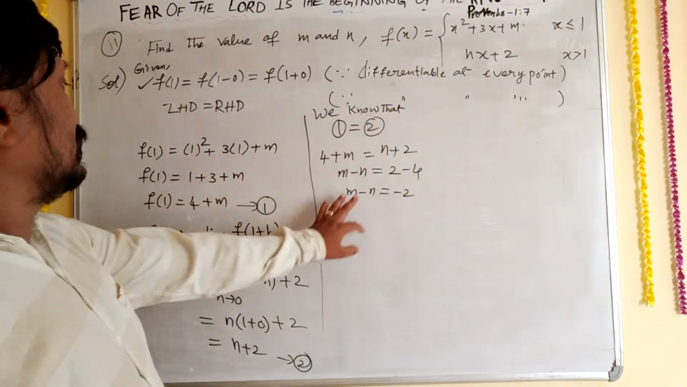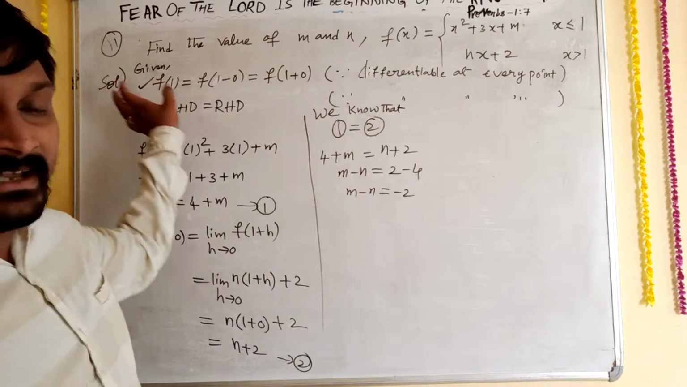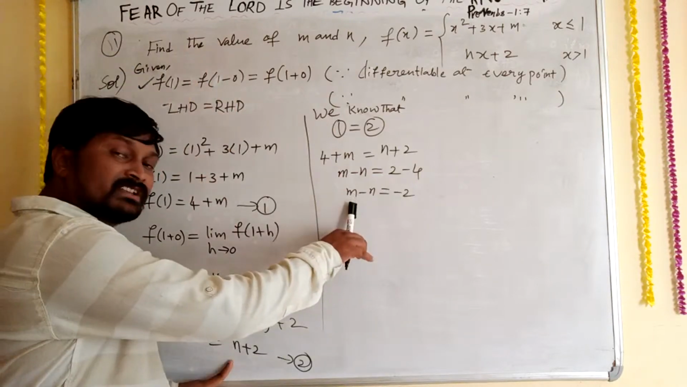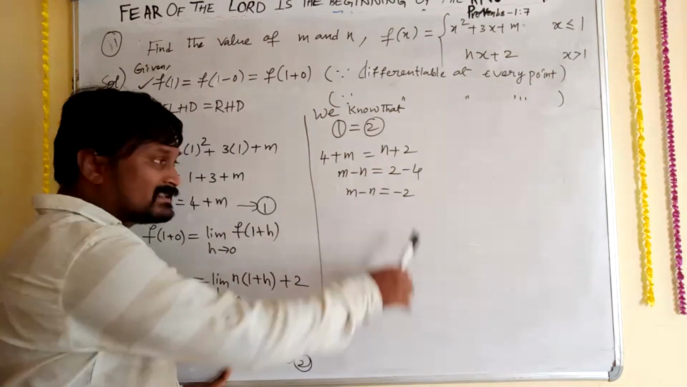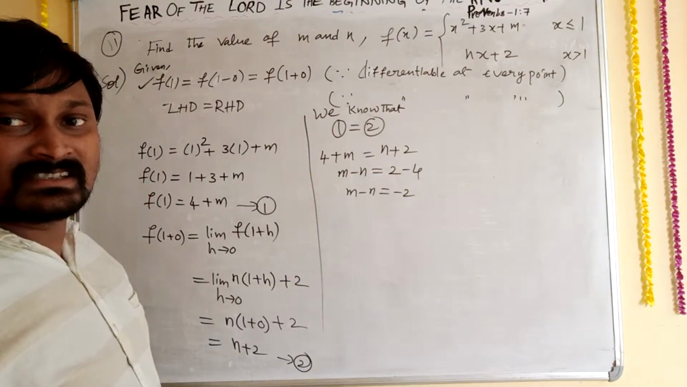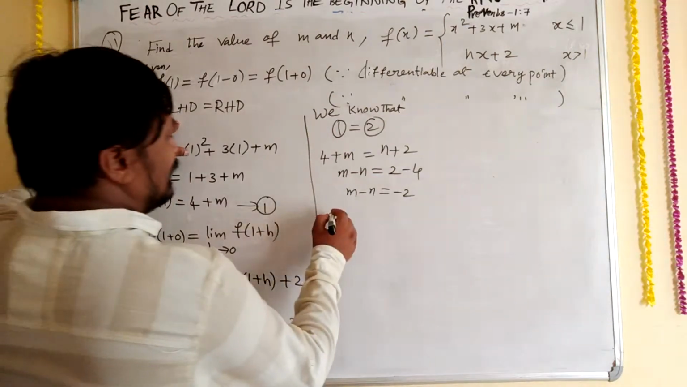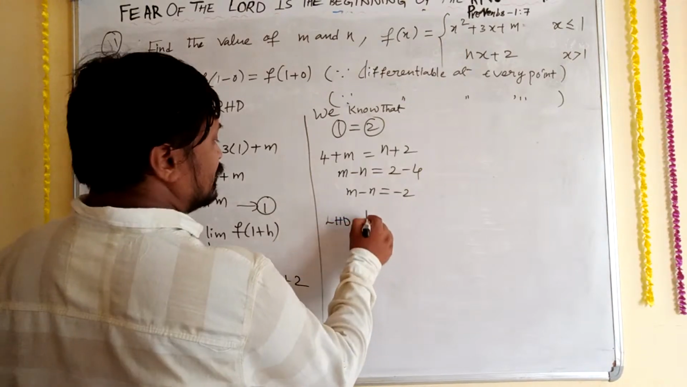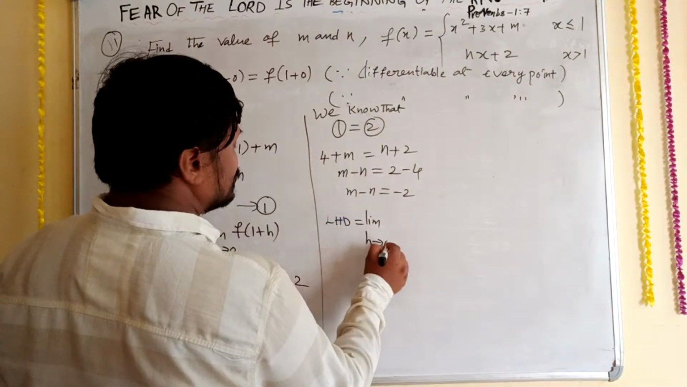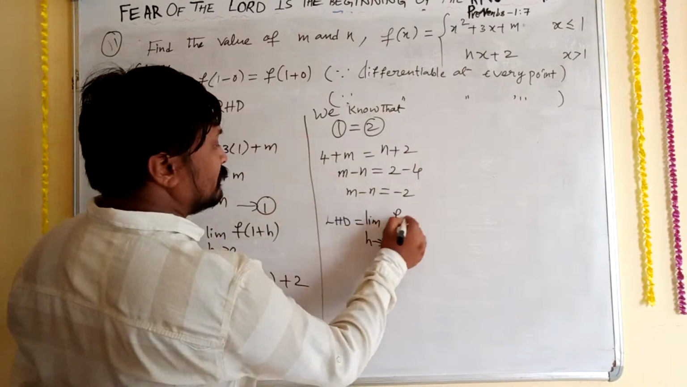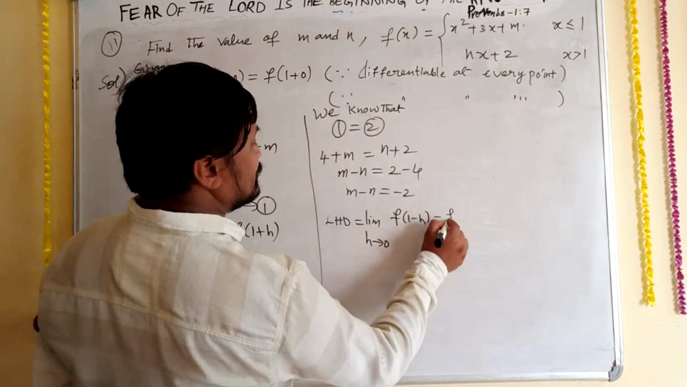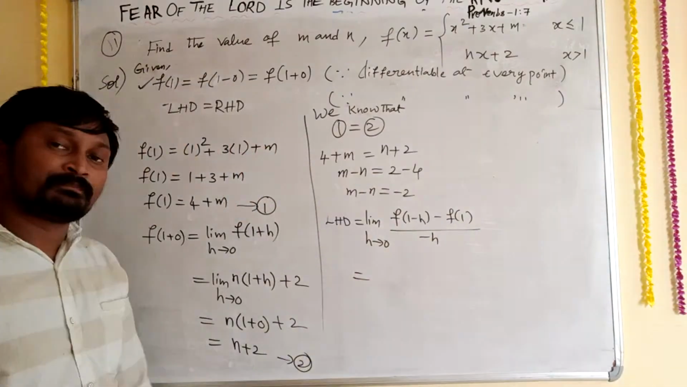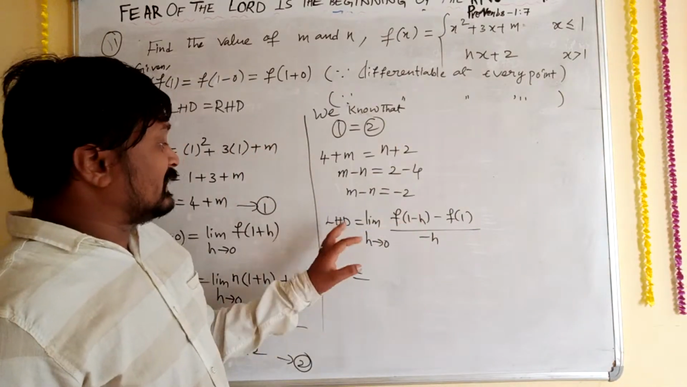So that is about your problem number 11, first part. In the first part, we got one equation: m minus n is equal to minus 2. Now we'll go for the second part. Second part is LHD. Go for LHD first. LHD means, as you already know, limit h tends to 0 here for 1, f of 1 minus h minus f of 1 upon minus h. This is your formula.